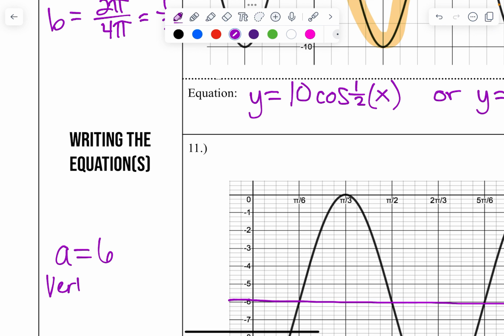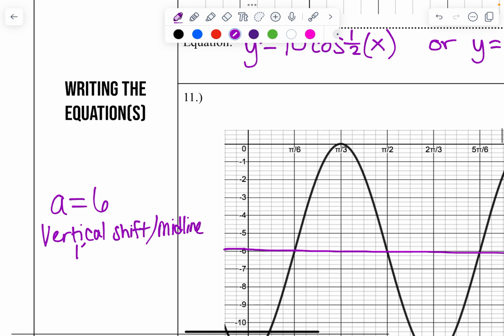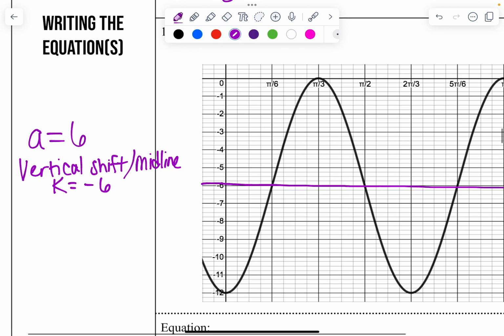Our vertical shift, or midline, our k value is going to equal -6. For the period, if we start at this minimum and come back to a minimum, it takes from 0 to 2 pi over 3. So our period equals 2 pi over 3.